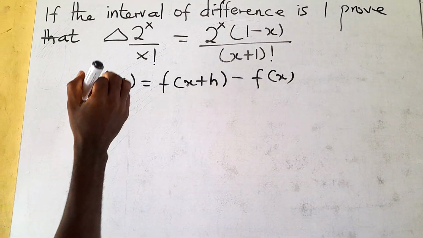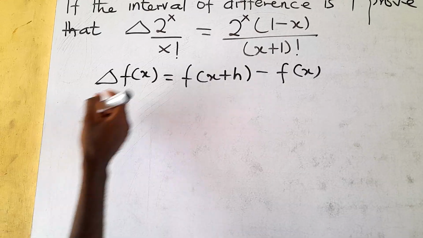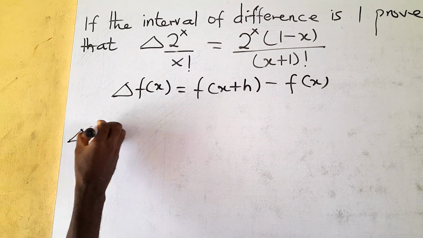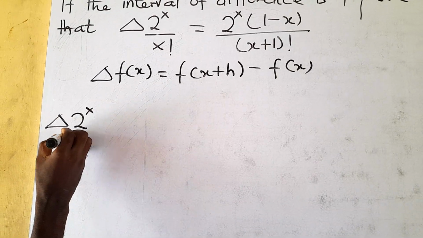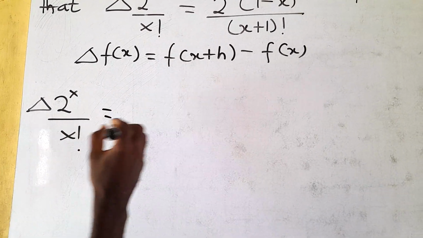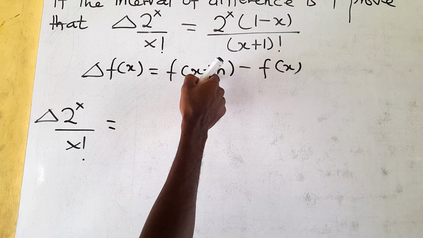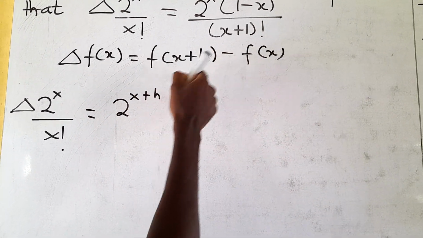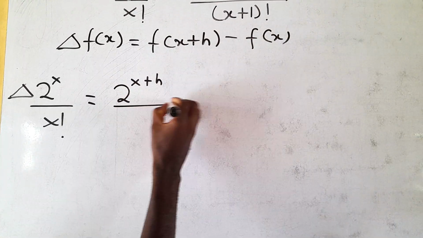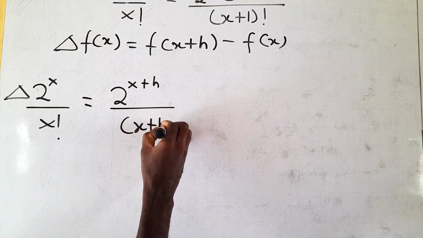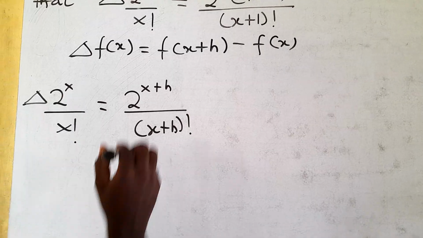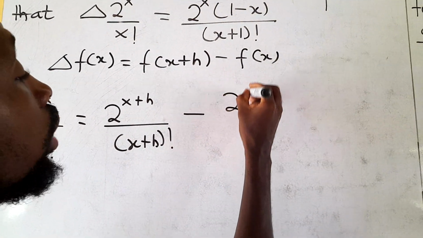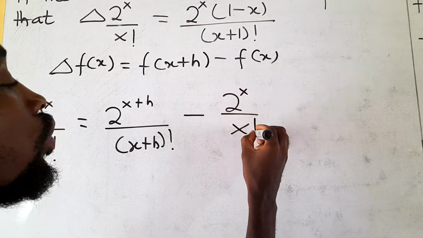So we can say that the delta of this function, the delta of 2 exponent x over x factorial, is actually equal to, now in place of x we substitute x plus 1. So that will be 2 exponent x plus h, sorry, x plus 1, h is actually 1, over x plus 1 factorial. Then minus the function itself, which is 2 exponent x over x factorial.